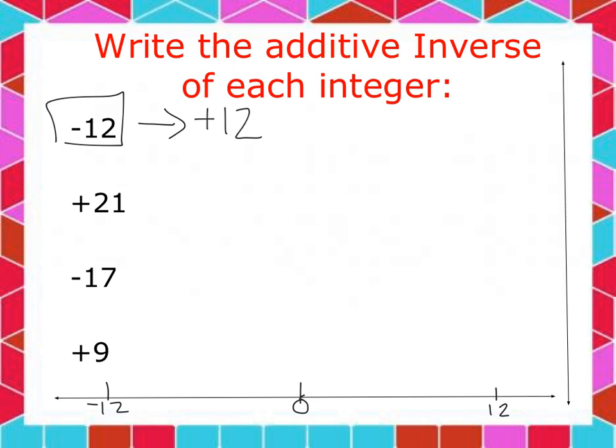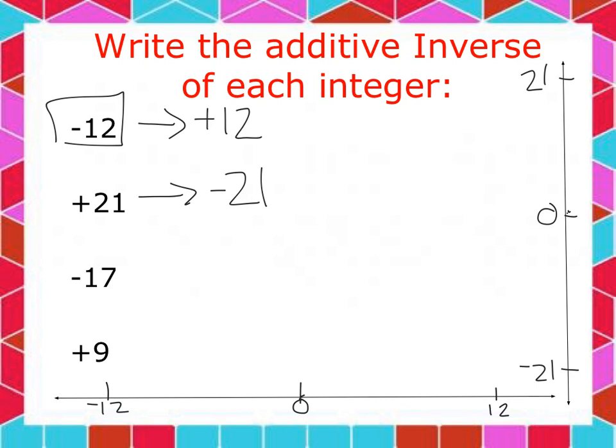If I used a vertical number line for positive 21 and trying to find my additive inverse, I would do the same thing. I would find 0. And in this case, I'm going to move up to positive 21. Now I want the additive inverse, which means I need the number that is the same distance from 0, but on the other side of the number line. So instead of starting at 0 and moving up 21, I'm going to start at 0 and move down 21. And my additive inverse of positive 21 is negative 21.